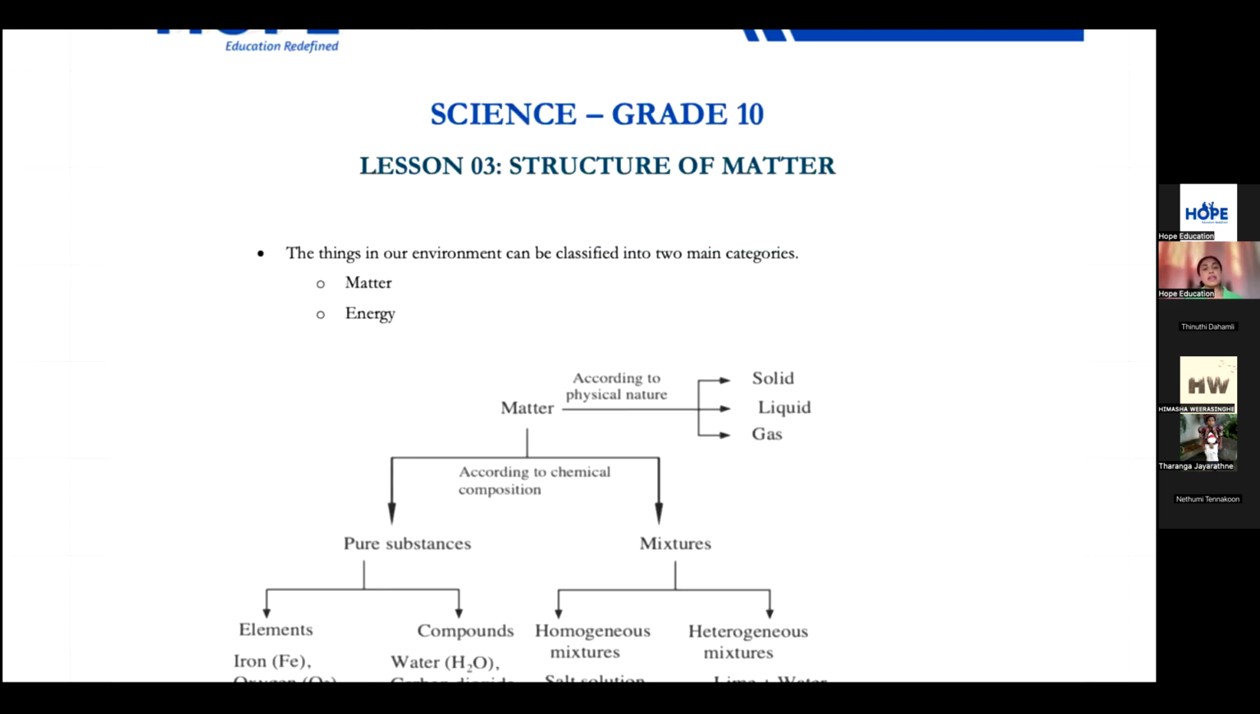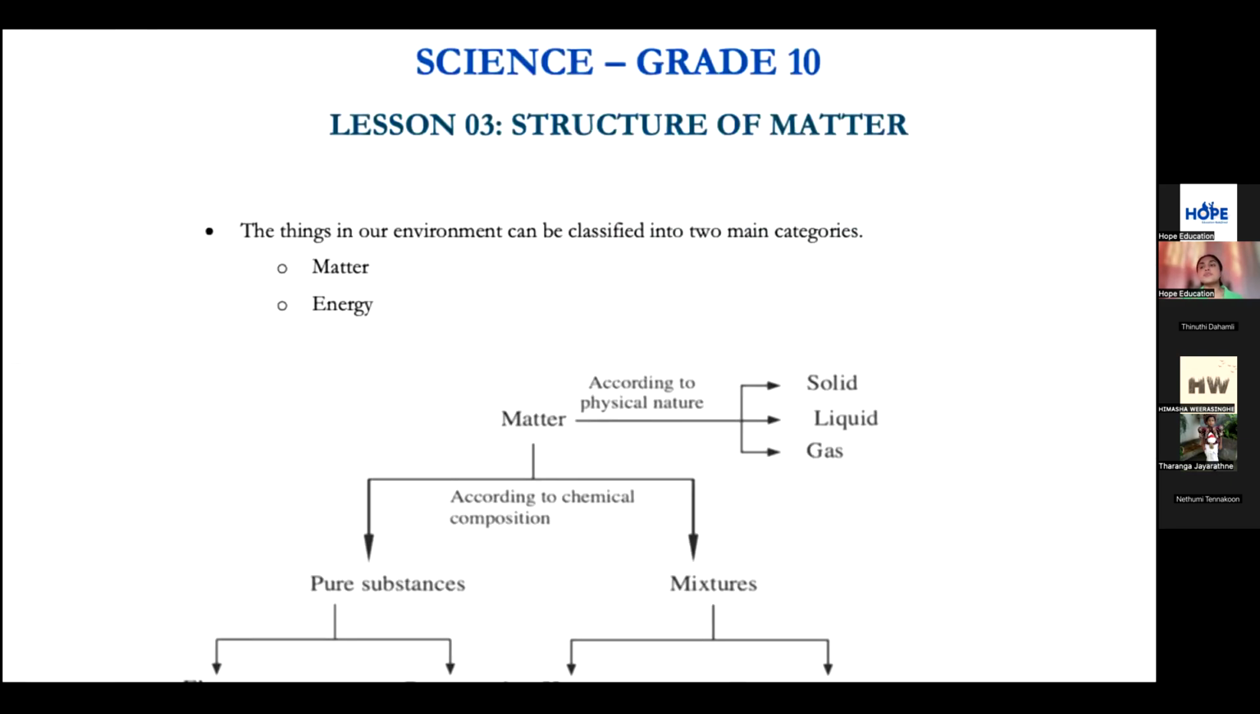The things in our environment can be classified into two main categories, matter and energy. So, Lamai, what is matter? Matter means anything that is either a solid or a liquid or a gas. Okay? Something that occupies a space. Now, when I'm sitting here, I take up this space. No? So, මම වැඩියෙන් ඉන්න space එක මම ගන්නවා. So, I am matter. Okay?